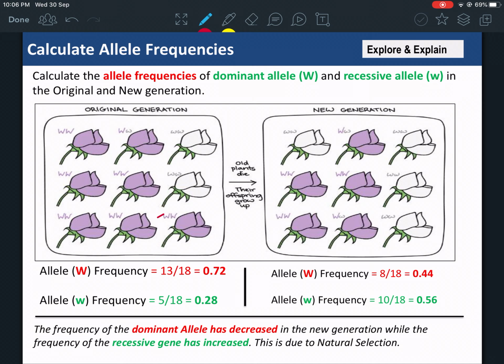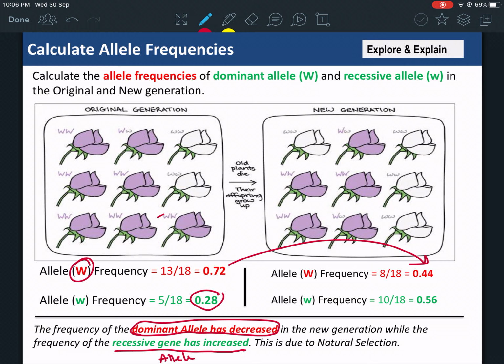So the frequency of the dominant allele has decreased. This is the dominant allele. It has decreased from here to here. And the frequency of the recessive gene or the recessive allele has increased. Look at this, from here to here. It has increased in the new generation. This is due to natural selection. So this is how this is related to natural selection.